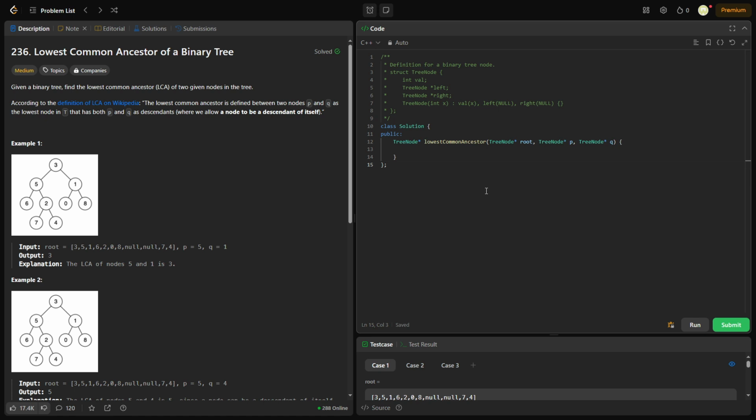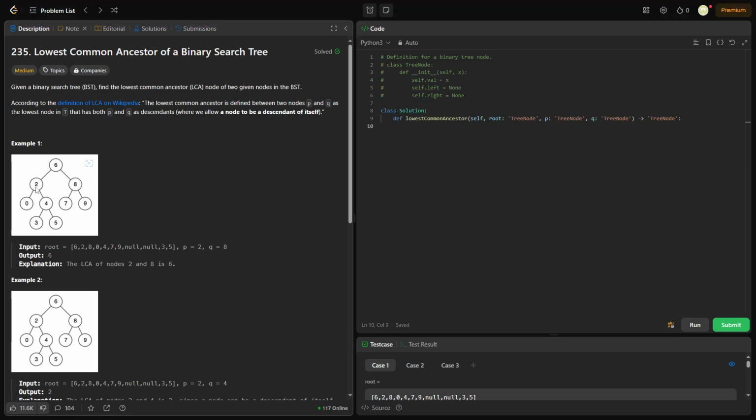So this problem is very similar to LeetCode 235. The only difference is the trees are structured differently, because this is a binary tree in this problem. 235 is a binary search tree, so it's just like the ordering of the tree is different. I recommend doing that problem first. It's really not too hard, and it helps you understand 236 a little bit better.